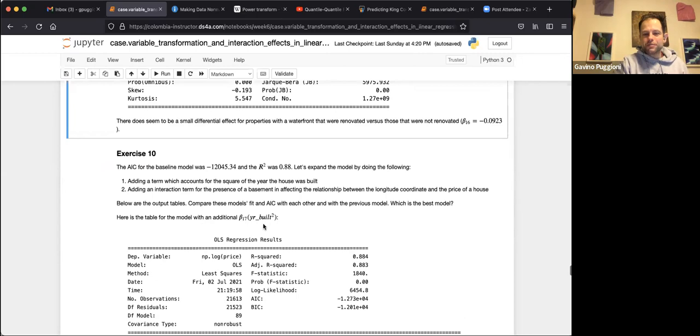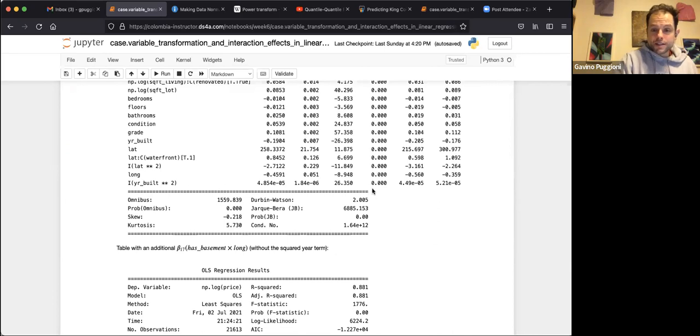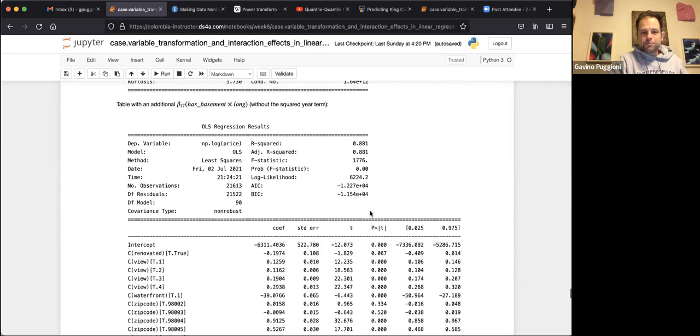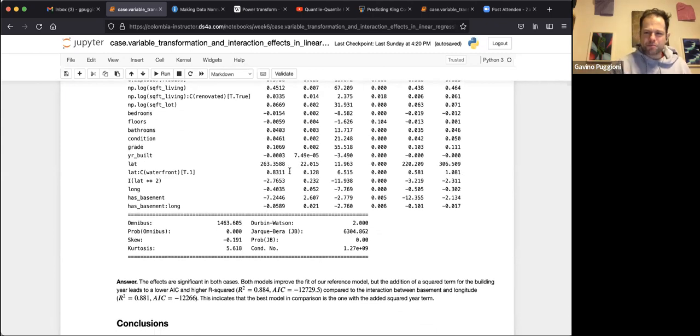This is the table for the model with the year square. Is there an effect of year? Well, it seems that there is, and we see that this term is highly significant. And this is the model with the interaction between basement and longitude. Again, these are only some of the models that you can actually create. We can see that the effect ended up significant in both cases, and both models improve the fit. R squared becomes higher and AIC becomes lower in both cases.